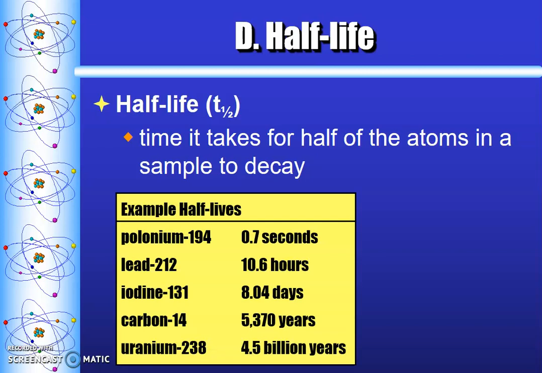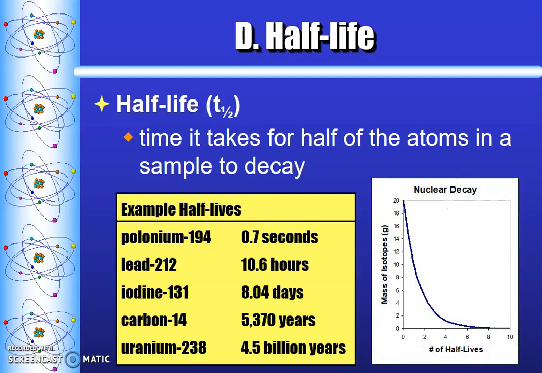Here are some examples of half-lives. So you can see polonium-194, remember that number is the mass of the atom, is 0.7 seconds. So this decays very rapidly. And then you can see some of them get longer. Carbon-14 has a half-life of 5,370 years. That's a very, very long half-life. Okay? And we can graph half-lives, and their graphs are going to be similar to this.